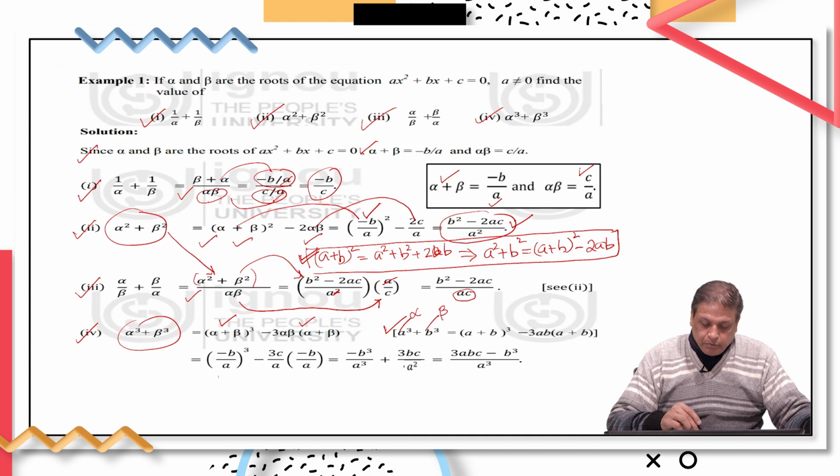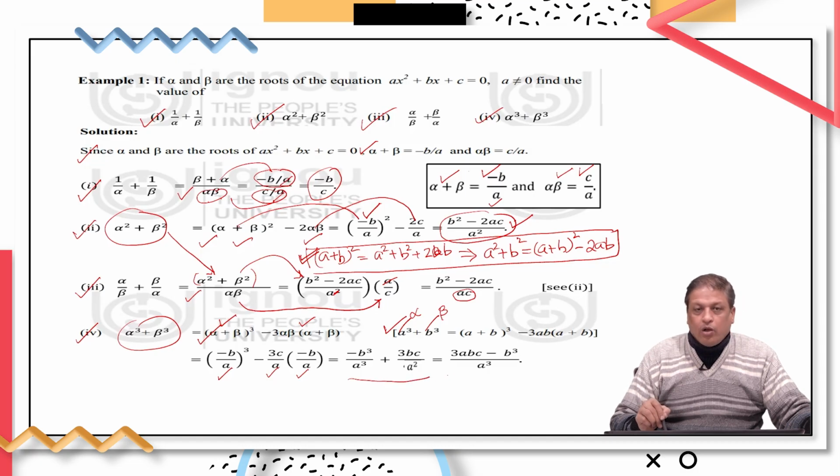Now, what is alpha plus beta? Alpha plus beta is minus b by a, we already know, and alpha beta is c by a. So, substituting alpha beta as c by a and alpha plus beta as minus b by a into this expression, we will get this as a result. Now, we need to solve it by taking the LCM. We get the final expression as 3abc minus b cube upon a cube.